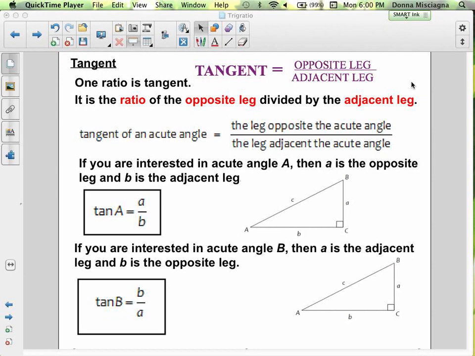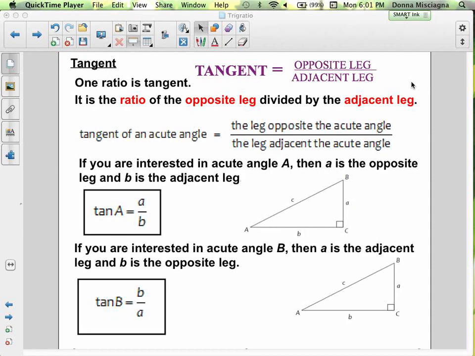Right, so we take the tangent of an acute angle, meaning we pick an angle and we find the tangent ratio for that angle. Because the side that's opposite and the side that's adjacent is going to be different depending upon which angle we work with.